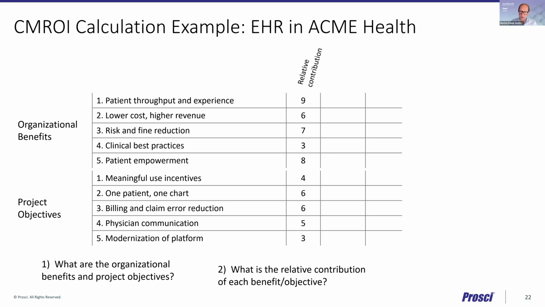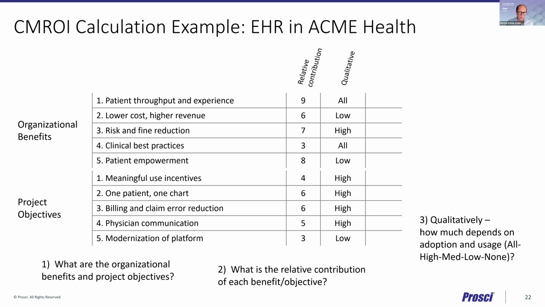Then we ask the question: qualitatively, how much depends on adoption and usage? Is it all of it? Is it high, medium, low? Is it none of it? So kind of the percentages that you gave before, but in a qualitative way. For instance, with patient throughput and experience, which had a relatively high contribution, we could see that all of it really depends on adoption and usage, whereas for the lower cost and higher revenue organizational benefits, it's low in terms of people changing behavior. So we can go through each of them and just type high, low, medium, etc.